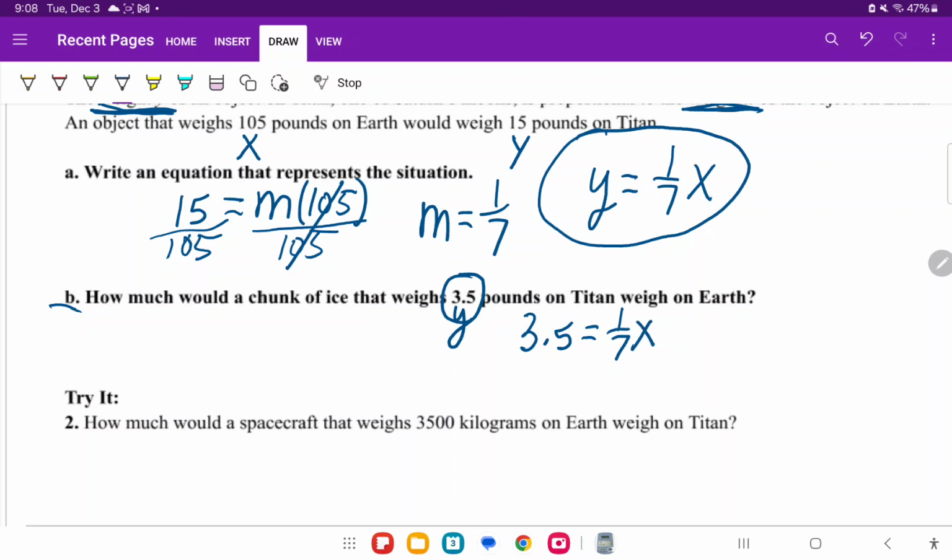1/7x. Okay, so now, going back to what we did on the whiteboard, I have this fraction, 1/7. So what am I going to do to deal with that? We're going to multiply by the reciprocal, right? That way it will cancel out and I'm just left with x. So then you have to do the same thing on the other side. So basically it's 7 times 3.5. What is 7 times 3.5?